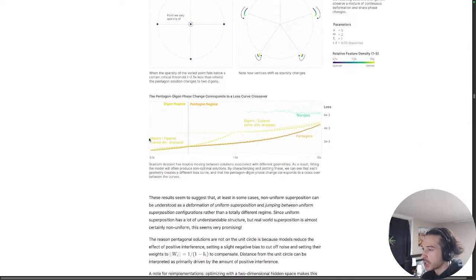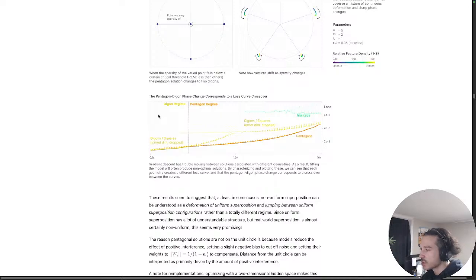For this plot below, the pentagon-digon phase change corresponds to a loss curve crossover. Gradient descent has trouble moving between solutions associated with different geometries. As a result, fitting the model will often produce non-optimal solutions. By characterizing and plotting these, we can see that each geometry creates a different loss curve, and that the pentagon-digon phase change corresponds to a crossover between the curves. So we're in a digon regime, then a pentagon regime.